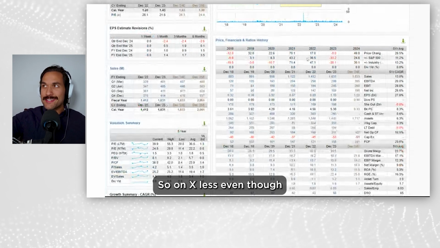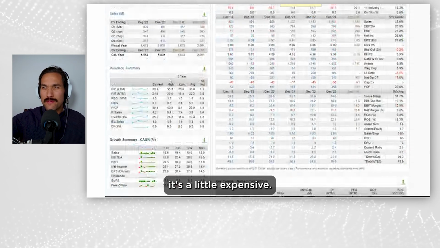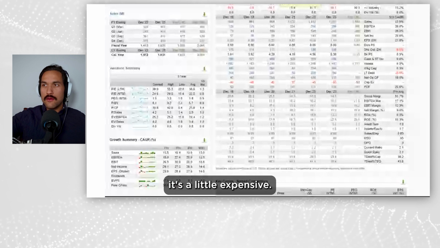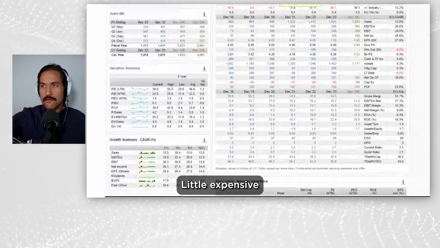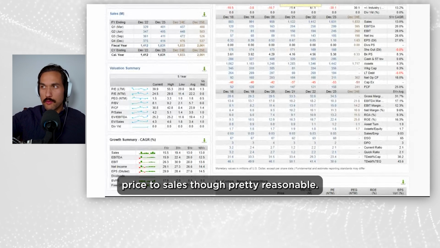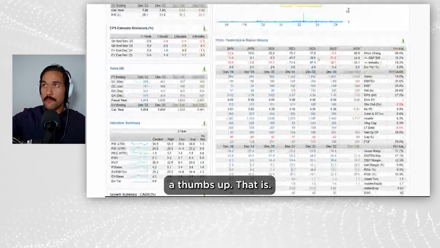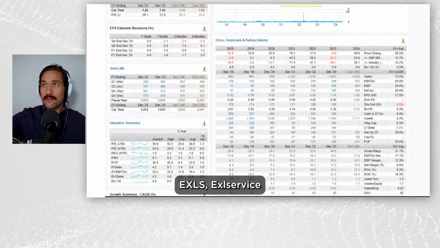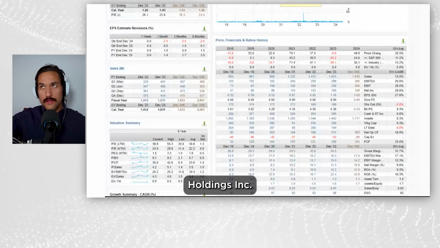So on EXLS, even though it's a little expensive, price to sales, though, pretty reasonable. So I'm going to have to give this one a thumbs up. That is EXLS, ExlService Holdings, Inc.